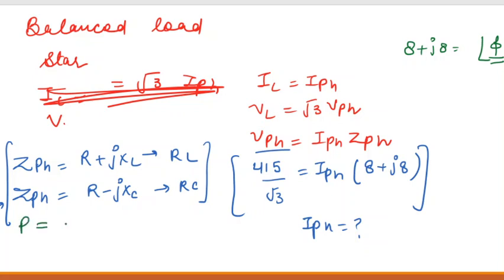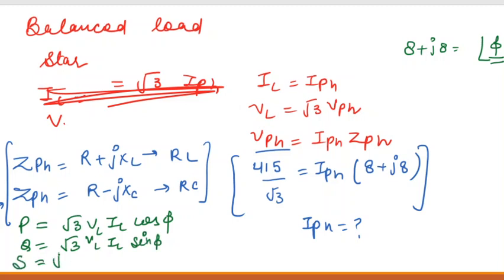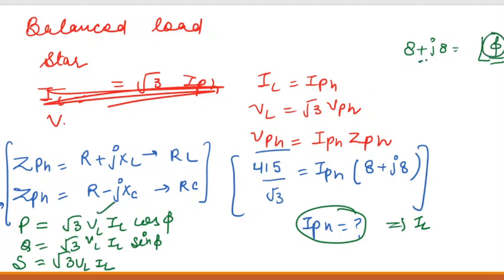In this case, the active power formula is root 3 VL IL cos phi. Reactive power formula is root 3 VL IL sin phi, and apparent power formula is root 3 VL IL. You already calculated IPH, so that would be equal to IL. VL you already know, phi you will get through the angle of impedance. Then you can substitute the values and you will get the final answer. Don't forget to mention the units: watt, VAR and VA.